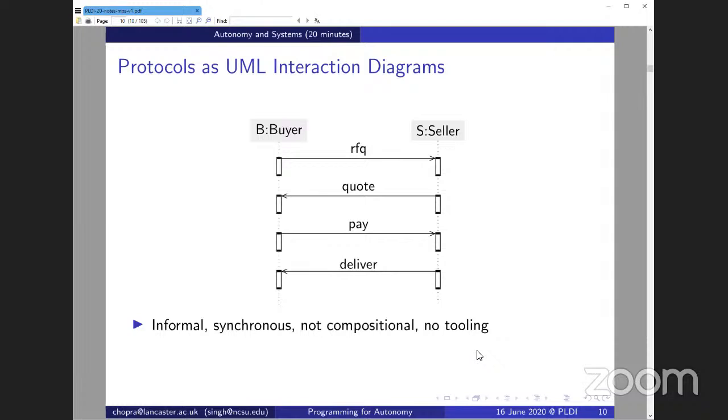Now, the trouble with the UML sequence diagrams is that they are informal. At least in this example, they're definitely synchronous, and that's how they're typically used in object-oriented programming. You make this event, and you wait. You can't really proceed until, behind the scenes, the other party has received that message. So when you send the price quote, the computation waits until the price quote has been received by the buyer. Underneath, there may be some back and forth, some acknowledgments going on as well.